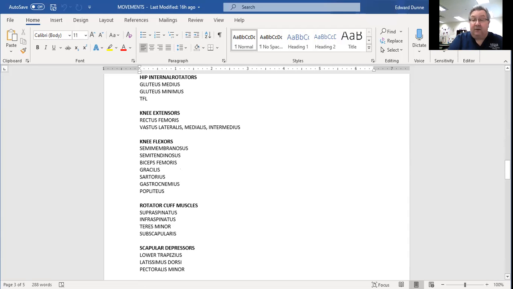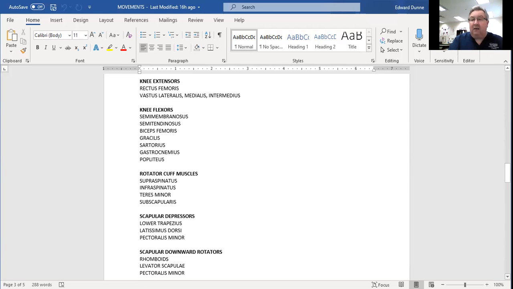All right. As we go down the leg a little bit, we go to the knee. Now, the knee seems to only have two movements, flexion and extension, but it actually has a rotation movement. Now, I'm not going to ask you about the muscles of rotation on the knee. We'll go over that in kinesiology. But I need you to know the muscles that perform knee extension and knee flexion.